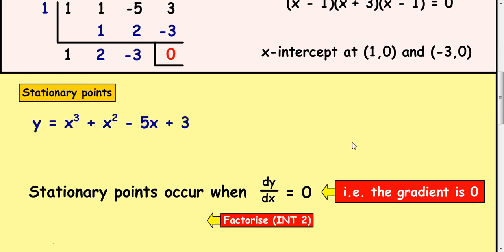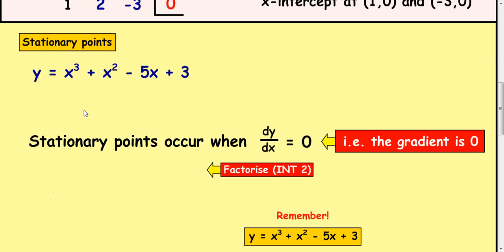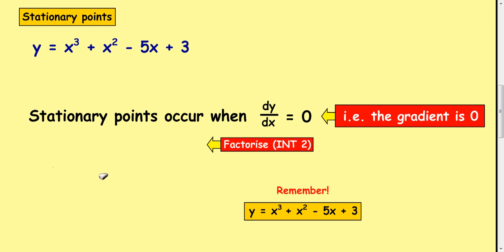Moving on to stationary points. For stationary points you have to use your differentiation and just use your same steps you did in Unit 1. So differentiate this, multiply down with the power, reduce it by 1. 3x squared, multiply down with the power, reduce it by 1. And then it's going to be negative 5. And the 3 will go to 0.